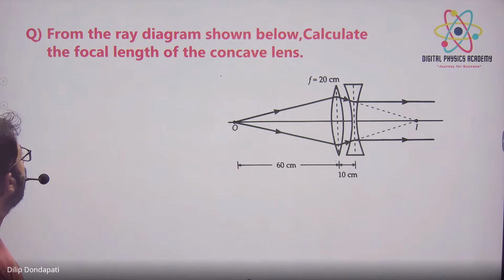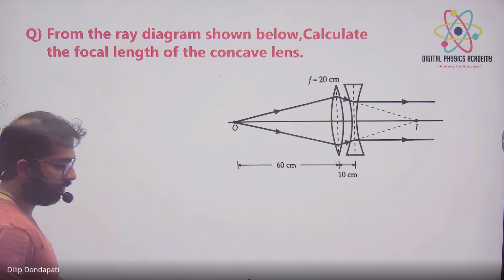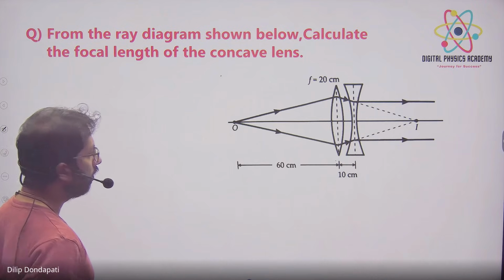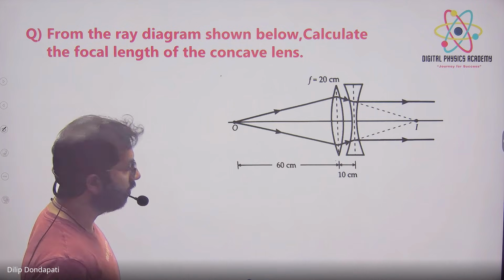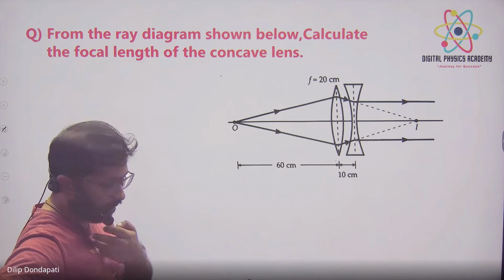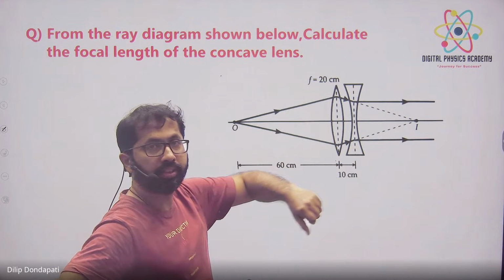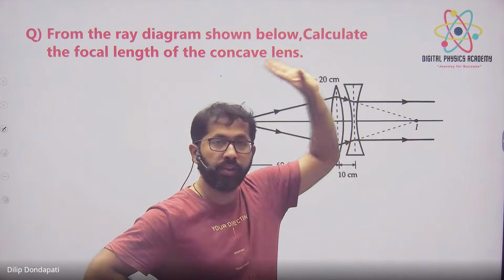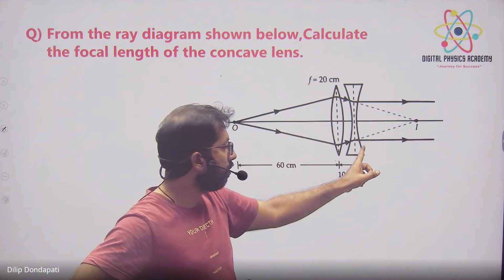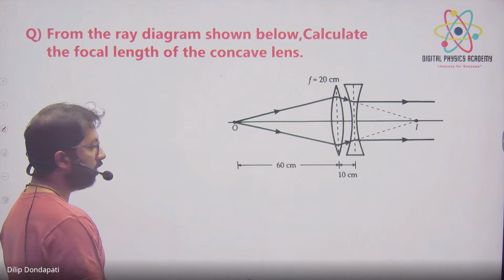From the ray diagram shown below, calculate the focal length of the concave lens. We need the focal length of the concave lens. Now for the second lens, where is the image being formed? It is going parallelly, meaning infinite. So when you apply the lens formula for this, V should be taken as infinity. First apply the same concept and solve.